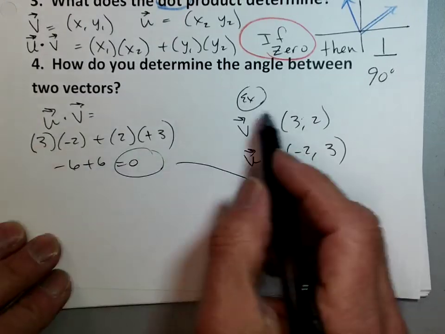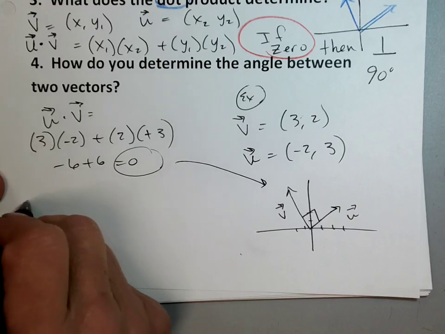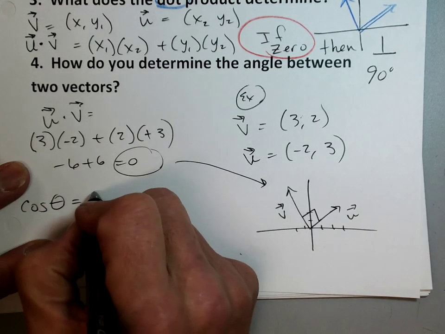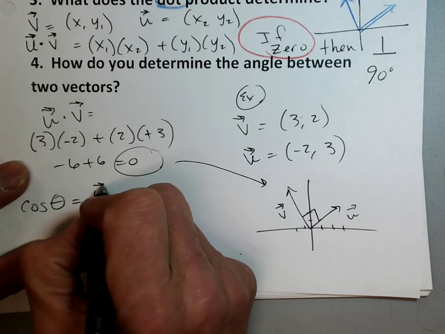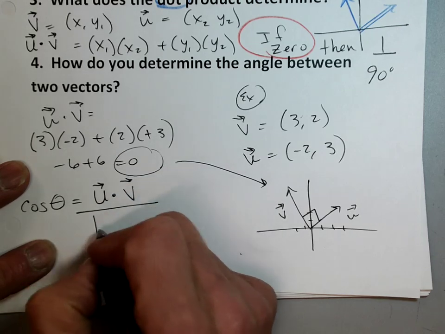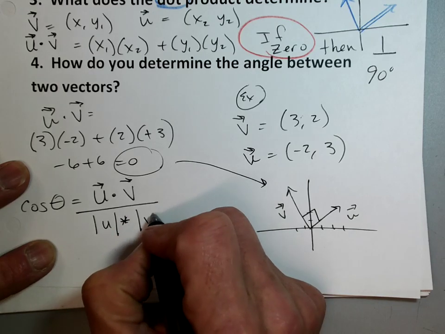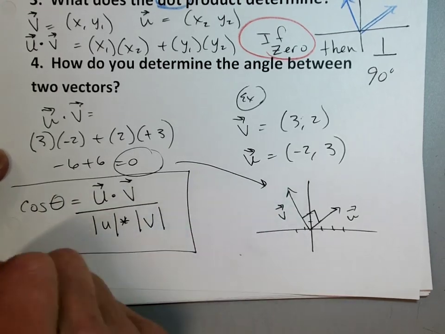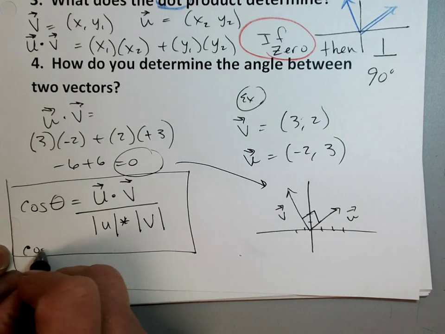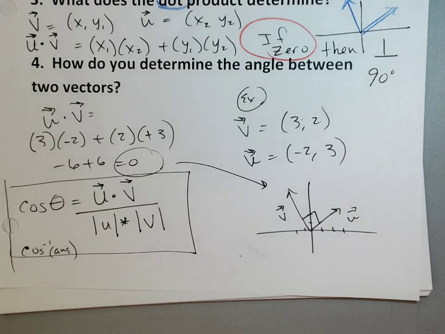So, if we want to find the angle between two vectors, let's say the two vectors are not perpendicular, then we're going to go cosine of theta is equal to u dot v over the magnitude of u times the magnitude of v. And then, of course, we'll take the cosine inverse of that answer because we're looking for an angle. We're going to do that example in our notes.